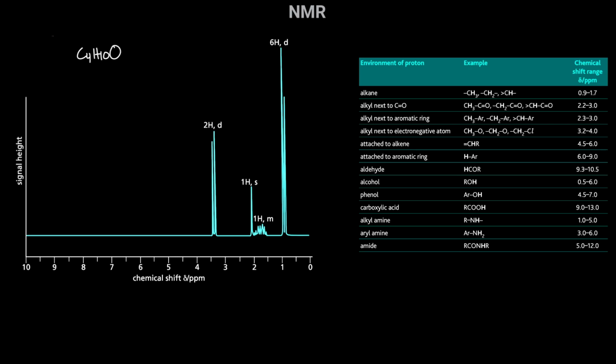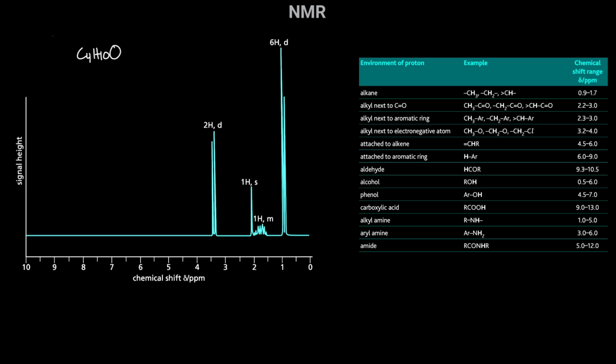Now, if you look at this compound, C4H10O, the first thing we notice is that we have 10 hydrogens here, so it must be a saturated compound, right? The only time we have C4H10 in a compound with carbon, hydrogen, and oxygen is if it's a saturated compound. So there are no double bonds, only single bonds here.